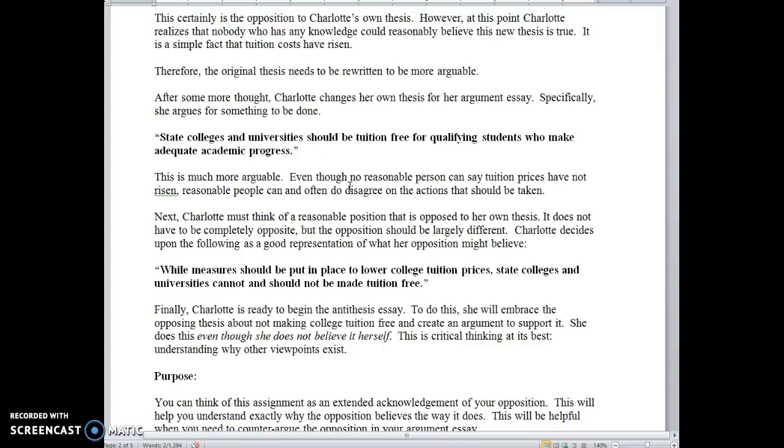For the antithesis essay, remember the whole purpose of this essay is to make sure we understand the opposing side and that there is a reasonable opposition to prove that our thesis, in this example, is in fact arguable. She came up with, while measures should be put in place to lower college tuition prices, state colleges and universities cannot and should not be made tuition free. So this example is also a good thesis. It's not what Charlotte actually believes, but that's the point of the antithesis. So she will write her antithesis essay, the one that has a draft due this upcoming due date, with this thesis as what she is supporting. So in her introduction for the antithesis essay, she will have this thesis about how it should not be tuition free. Okay, so I just wanted to make sure that you're really clear on what exactly we're looking for there.